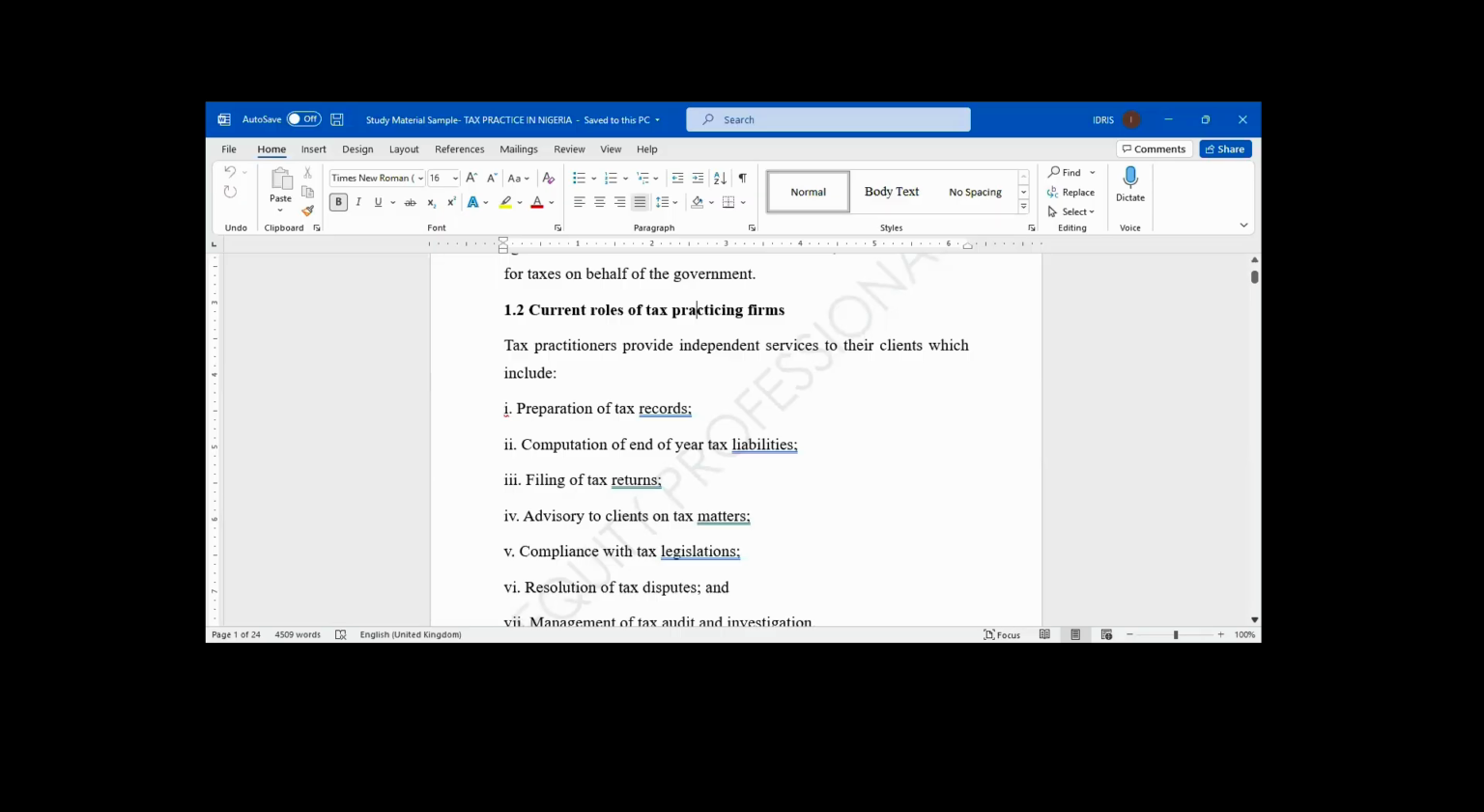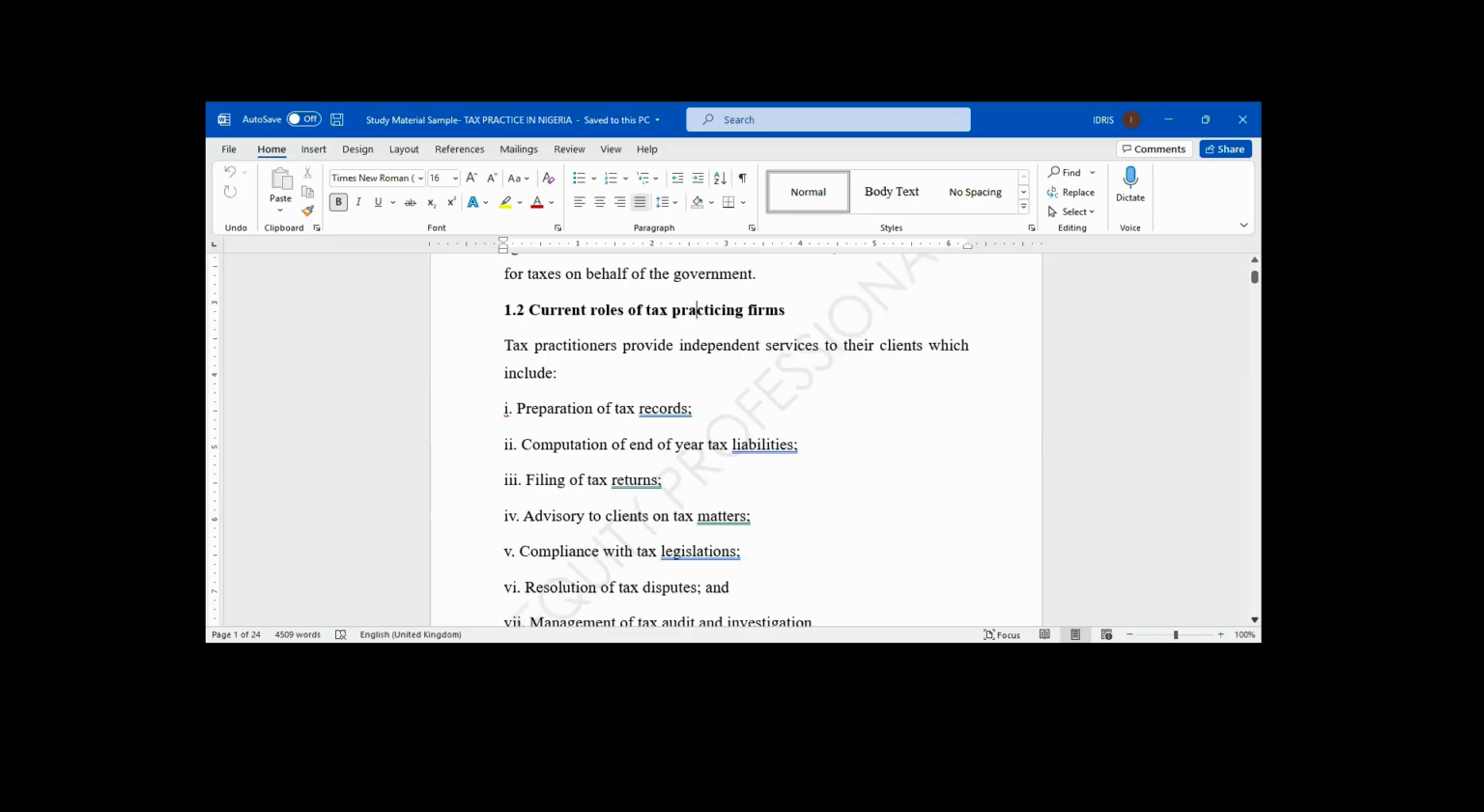Another role, computation of end of year tax liability. Tax practice firms help clients to compute end of year tax liability. They help them to compute capital allowance, company income tax, and hydrocarbon tax. This is the end of the year tax liability. They also help them to compute personal income tax on behalf of their employees.